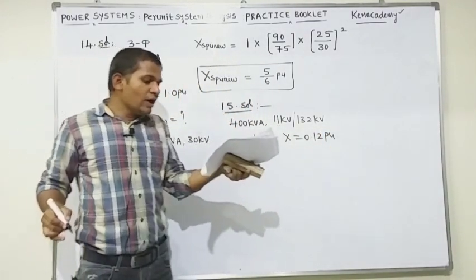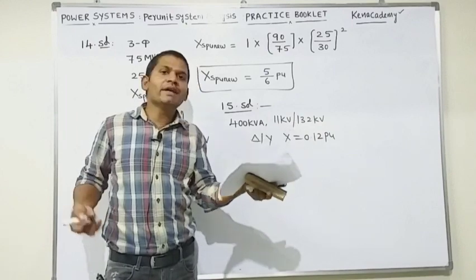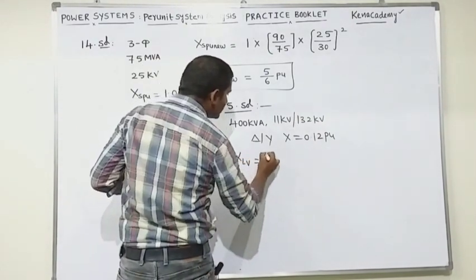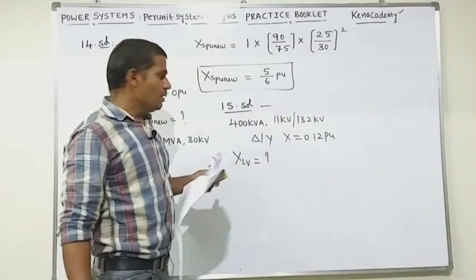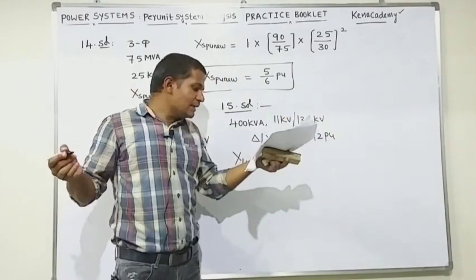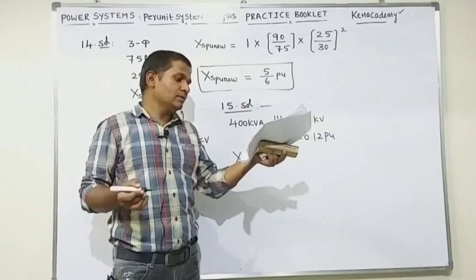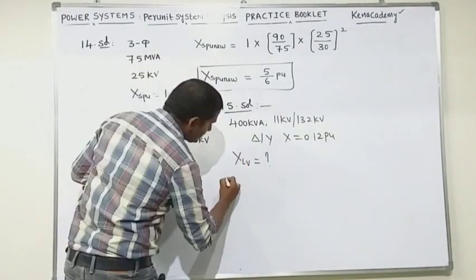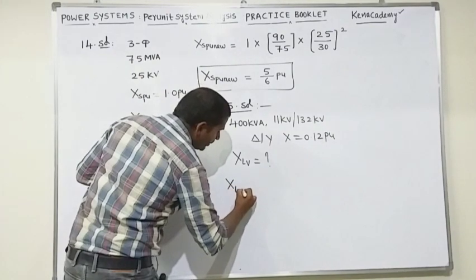The actual value of reactance referred to the low voltage side. Then you want to find what is the reactance at the LV side. But this reactance is 0.12 per unit. On any side the per unit values are the same. Then what is XLV per unit equal to?